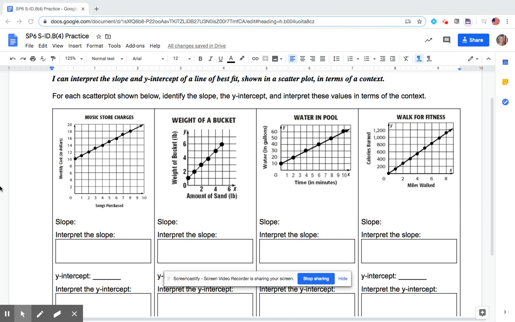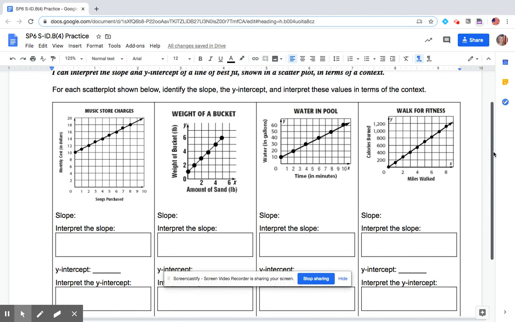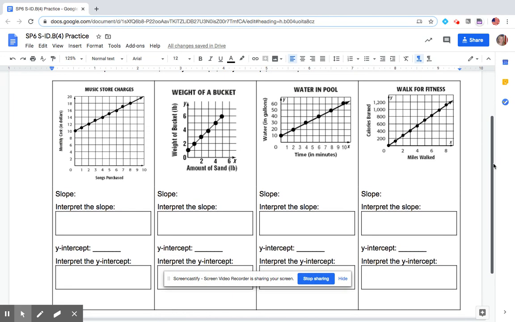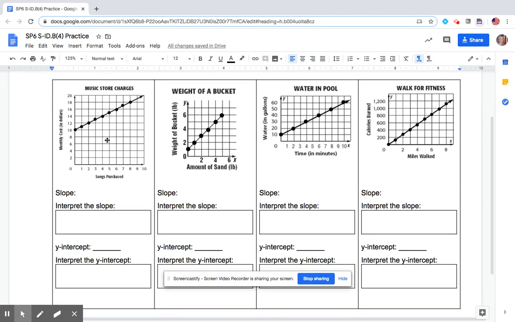In this lesson, we'll be given scatter plots and we'll be asked to identify and interpret the slope and the y-intercept in terms of the context of the data. So we'll start with this graph of music store charges.